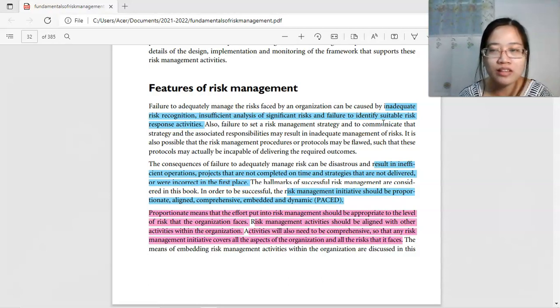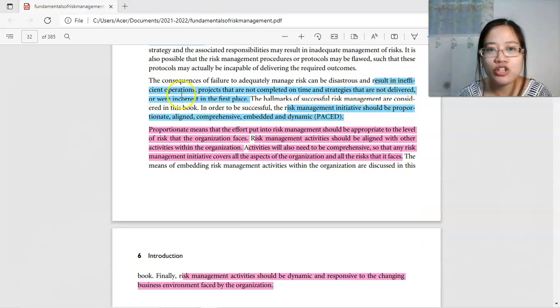Dito sa risk management, na-identify na risk, tapos yung risk treatment naman na nai-apply is hindi naman swak sa risk na yun pala. Okay? Parang ganon. Risk in inefficient operations, consequences of failure. Okay, kapag hindi maayos yung pagkaka-implement ng risk management, it could result in inefficient operations, so kabaliktaran lang ng benefit niya. Projects that are not completed on time, strategies are not delivered, incorrect in the first place.